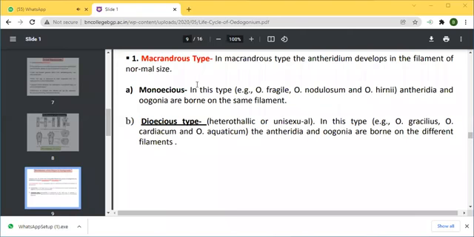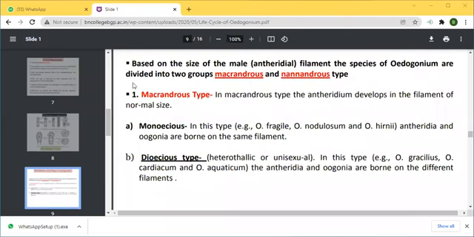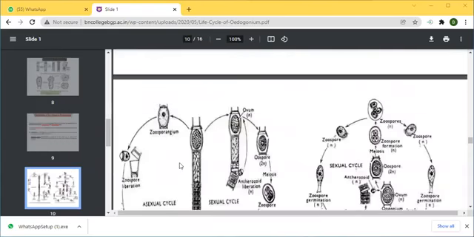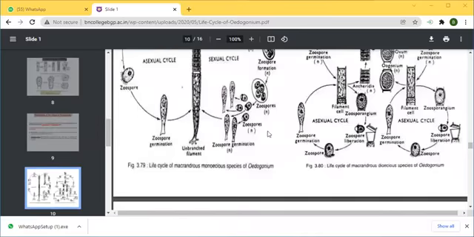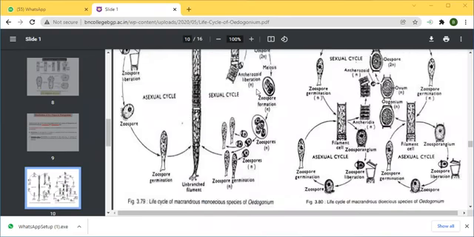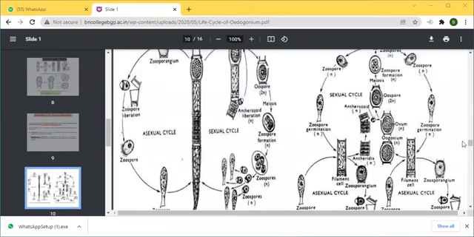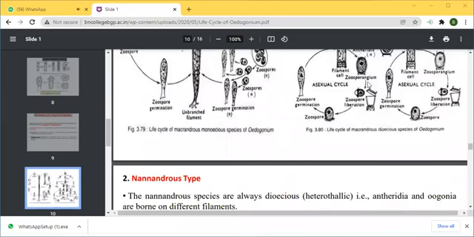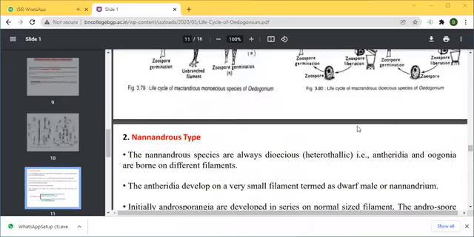In terms of the size of the male filament of Oedogonium, the species are again of two types: one is Macrandrous and the other is Nannandrous. In Macrandrous, the Antheridium development is always of very normal size. In this one, some species are monoecious and some species are dioecious. This is the life cycle of Macrandrous monoecious species and Macrandrous dioecious species.